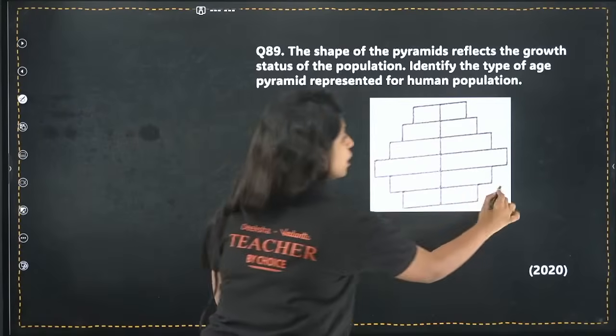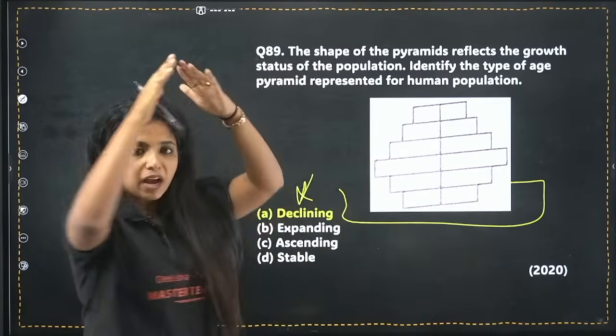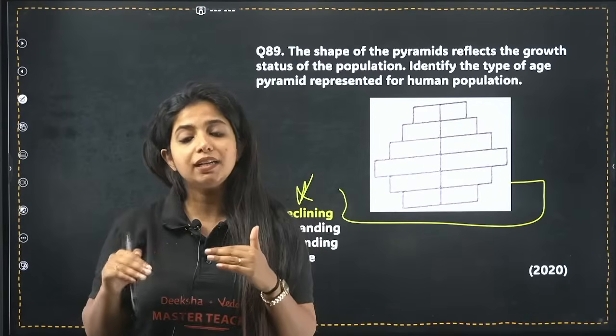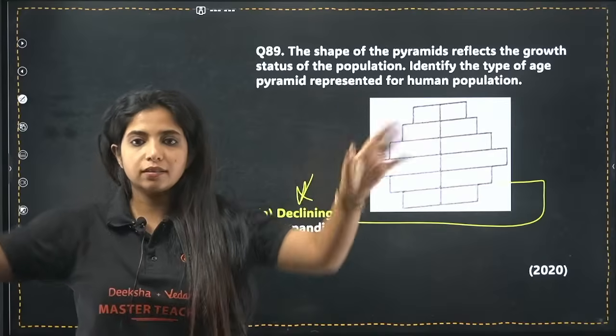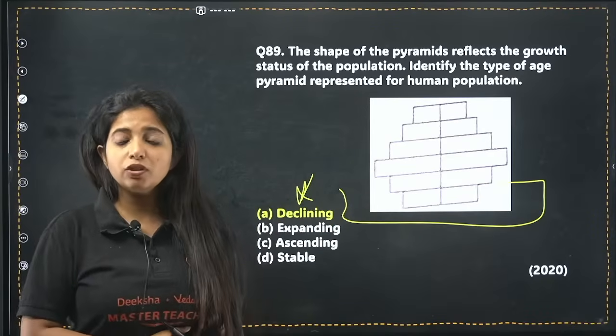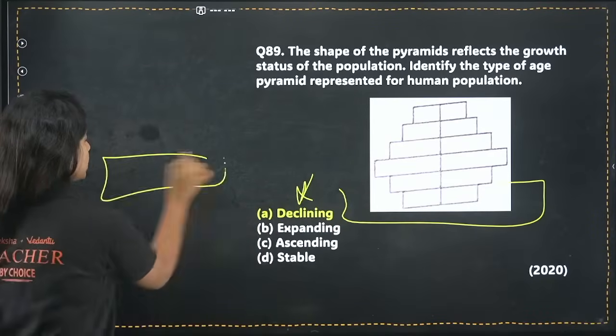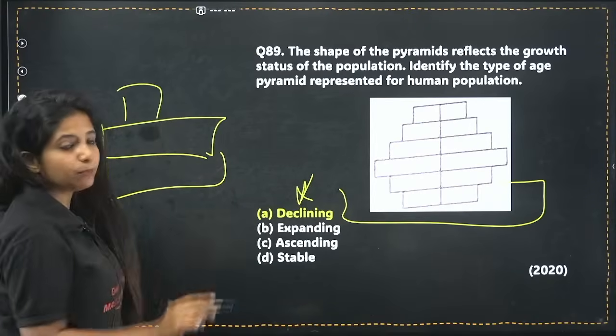If this is large and everything else is small, like an upright pyramid, in that particular case we say it is expanding. Why? Because they will be producing children in future, and that's how it is going to expand. Now you have one more thing. Stable is where pre-reproductive and reproductive are going to be at the same level itself.